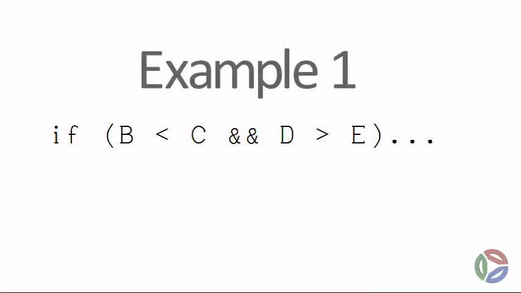In this next example, the source code for both C and phi are identical. A comparison of D with E is only computed if B is first found to be less than C.